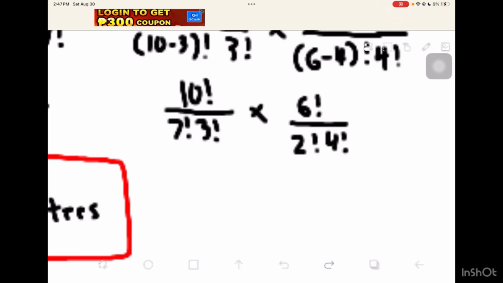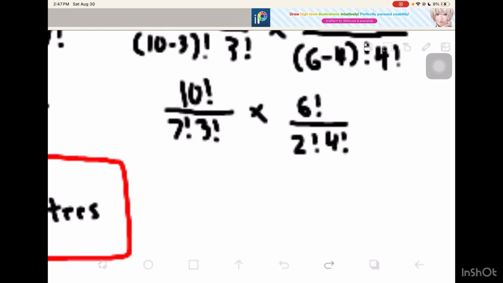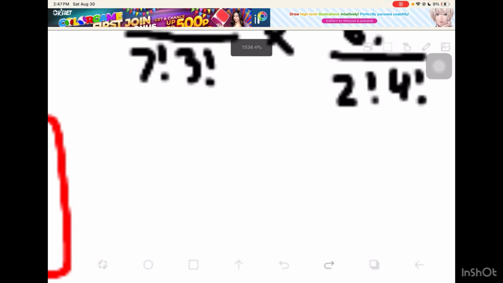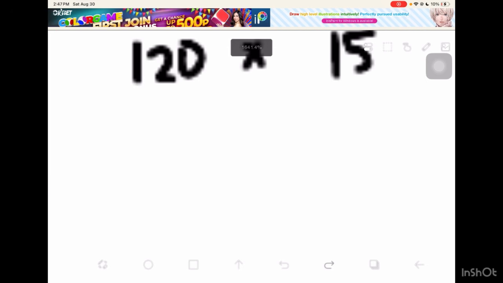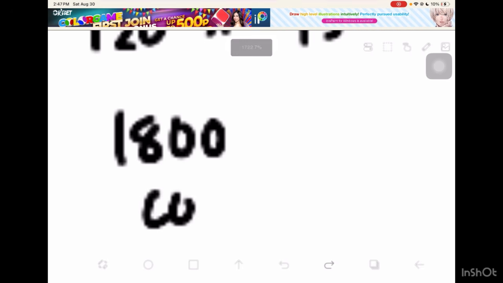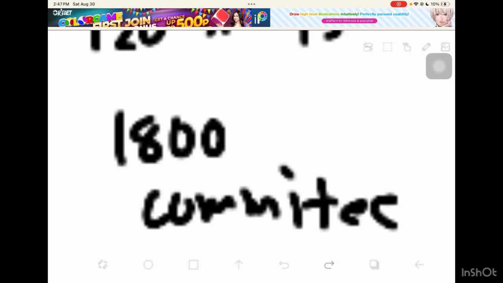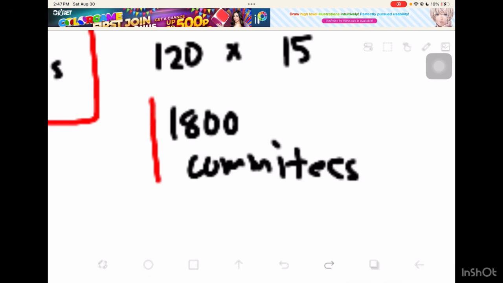Simplifying this, we get 10 factorial divided by 7 factorial times 3 factorial is equal to 120, times 6 factorial divided by 2 factorial times 4 factorial. That's equal to 15. And 120 times 15 is 1,800 committees. And that's our answer for number 59.